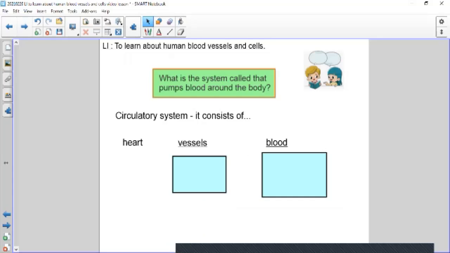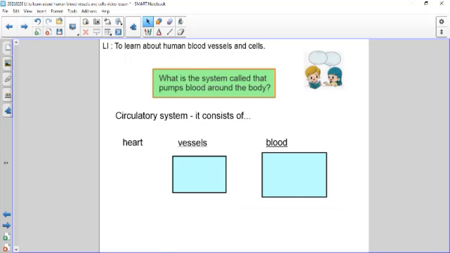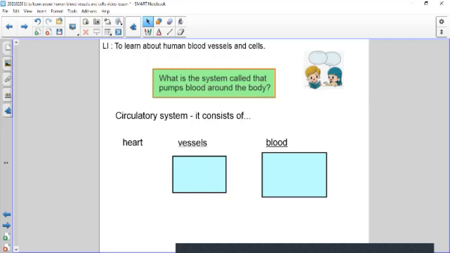Now, we discussed this in our lesson, and the name of the system which pumps blood around the body is called the circulatory system, and it consists of our heart, our vessels, and our blood. And it's very well named the circulatory system because it goes around the body, a bit like a circle.